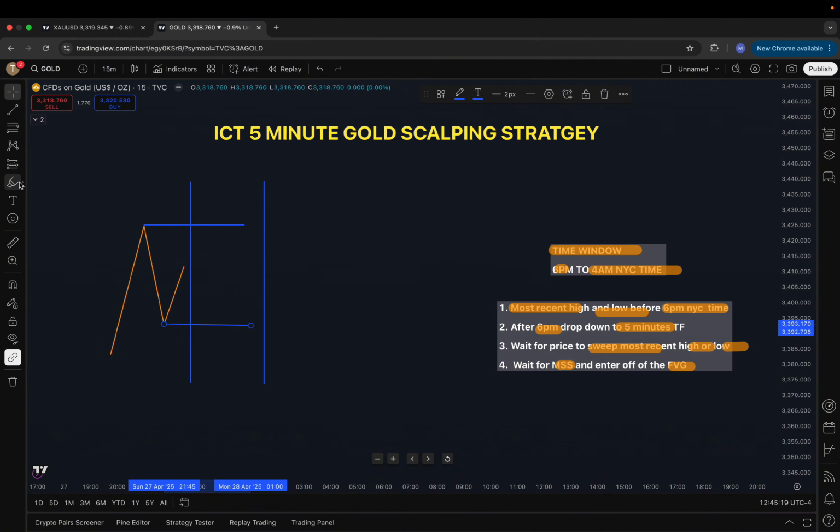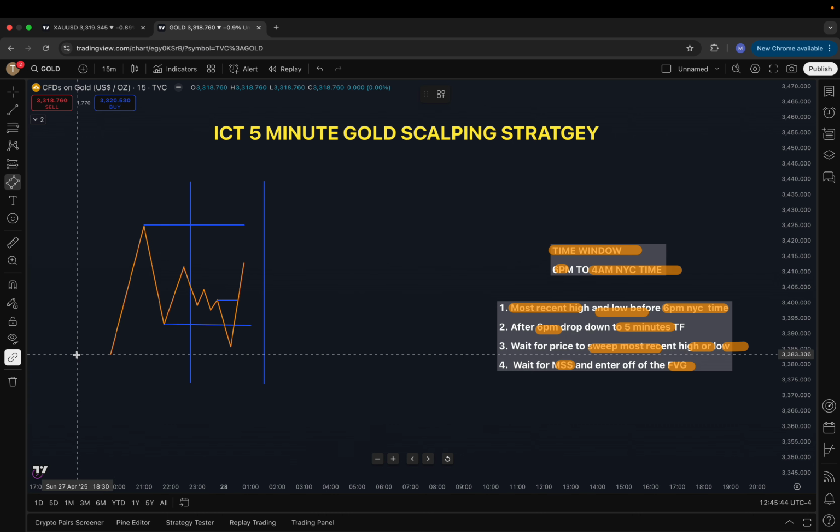So let's assume price goes ahead and takes out this low right here. Right, once that low has been taken, we want to wait for a market structure shift. So let's assume price goes ahead and gives us that market structure shift. I'll mark out the market structure shift right now. And remember, for the trade to be valid, we need a fair value gap. So let's assume there's a fair value gap as well, right here.